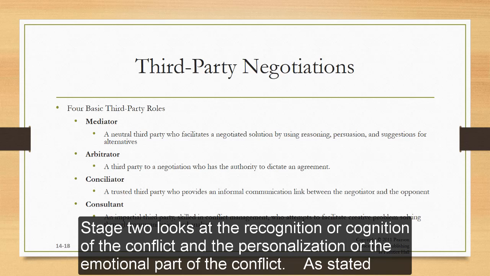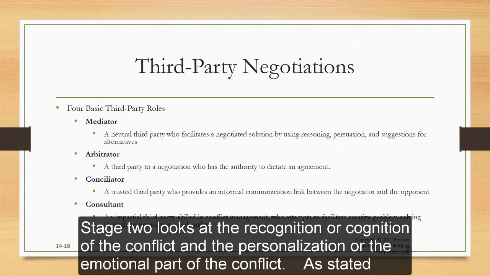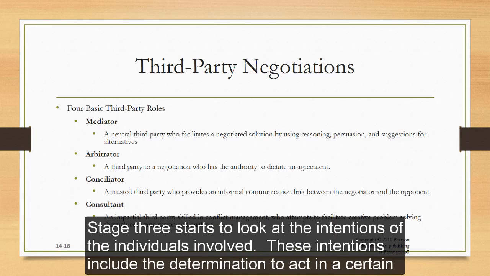Oftentimes, a third party is needed during the negotiation process. There might be the use of a mediator, who's a neutral third party helping to facilitate a negotiated solution by using reasoning and persuasion and suggesting alternatives. Mediators generally tend to manage the process. An arbitrator helps negotiate solutions but has authority to dictate an agreement.